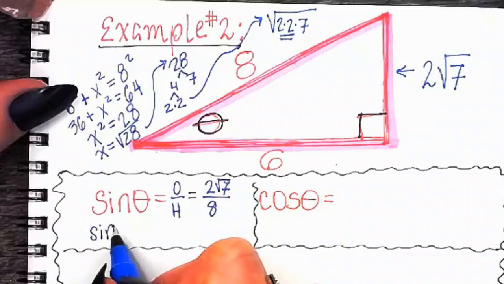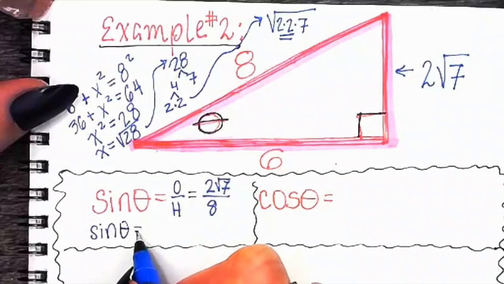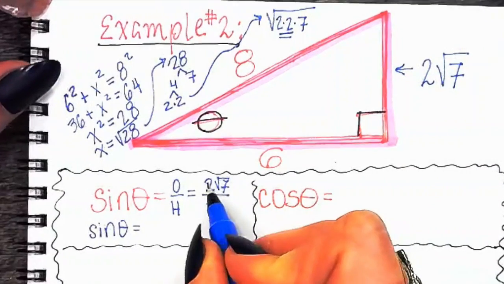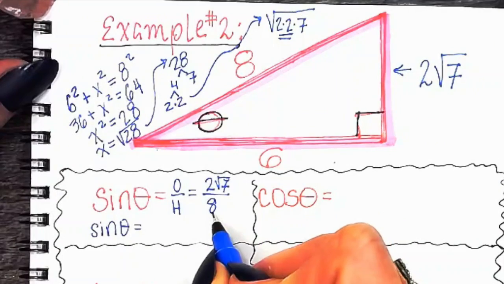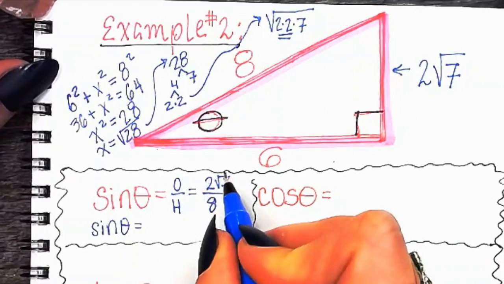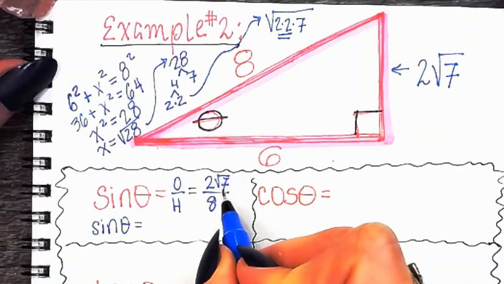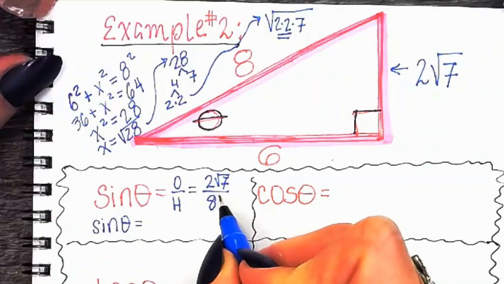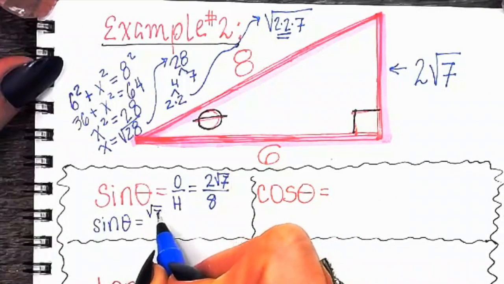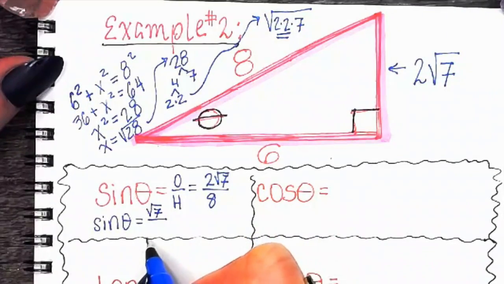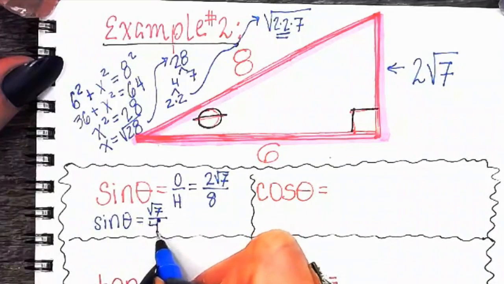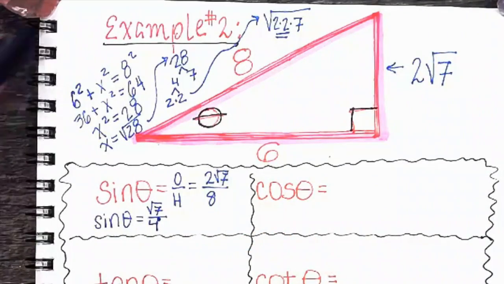My final answer will be sine theta equals. Now, if I reduce this, I'm going to reduce a 2 from the top and the bottom, the numerator and denominator. Radical 7 stays as is. That's just how this works. So we end up with the square root of 7 over 4. That's our final answer.